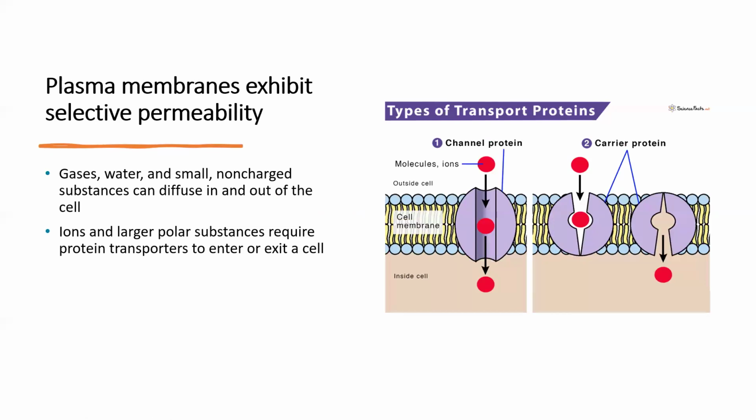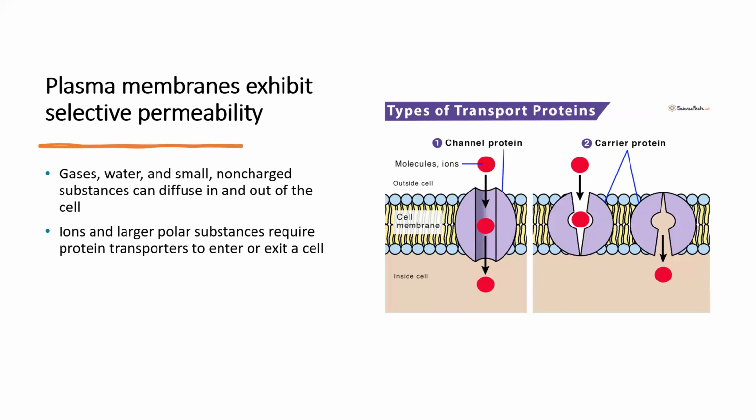So the plasma membrane exhibits selective permeability, and that means that some things can just go straight through. They can permeate the membrane. These are gases, water, and small non-charged or non-polar substances. They can go right on through, right? So CO2, O2, those sorts of things can diffuse through the membrane.